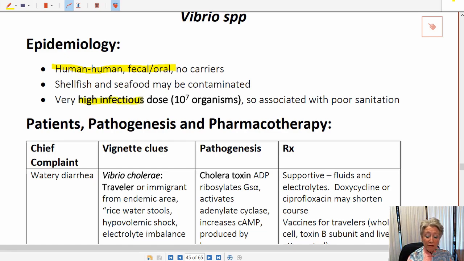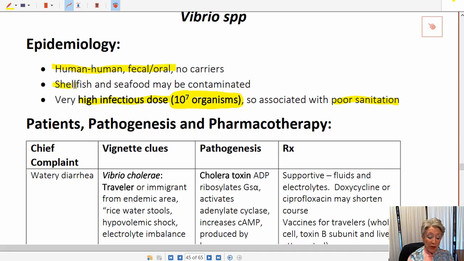Realize that this has a very high infectious dose, 10 to the 7th organisms or more, so not common in the United States unless there is a tremendous amount of poor sanitation. Remember that when we speak about a high infectious dose, we're talking about an organism that does not survive the gastric acidity very well. So I have to have a massive dose so that even some survive through the acidity to cause problems on the other side.